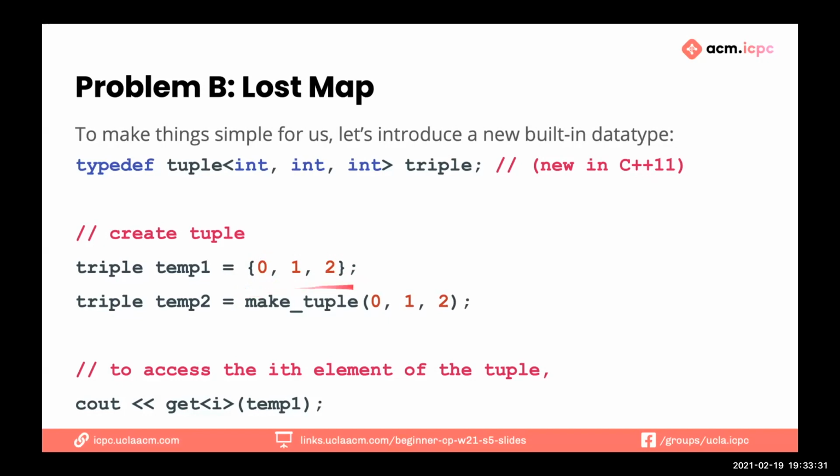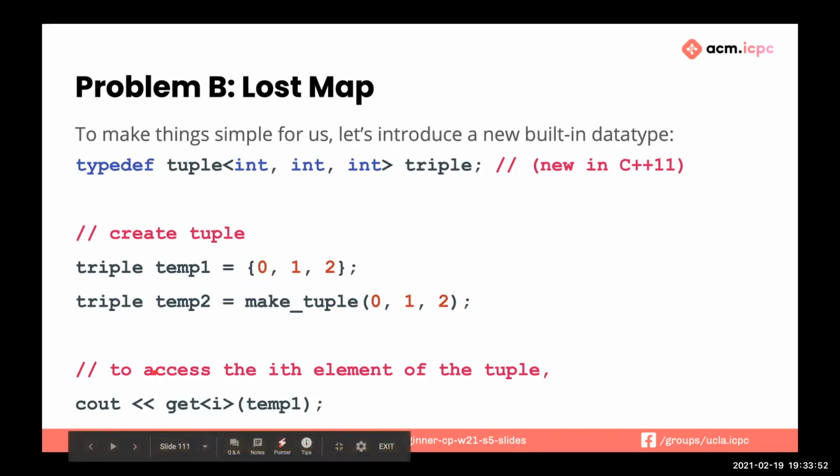Similarly, we can use a function called makeTuple that, instead of using the curly brace array-style notation, takes the values as function parameters. If you had a tuple of int, comma, int, comma, int, comma, int, four times, then this function would naturally be overloaded to have four parameters. This is where it differs from an array, and it's a little strange syntax: if you want to access the ith element of a tuple, you use this templated function, get, with angle brackets around I, and pass in the triple as a parameter. Again, it's zero-indexed. So get 0 of temp 1 will return 0 in this case, and get 2 of temp 1 will return 2.